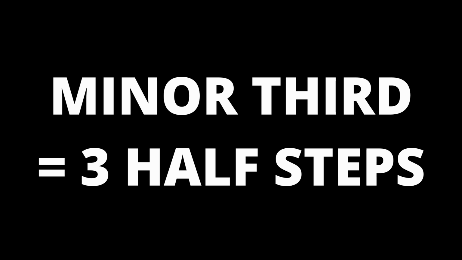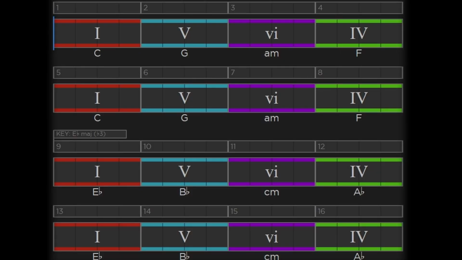In the next examples, we will move a distance of a minor third. This is the equivalent of 3 half steps. If you want to learn more about different intervals, then our video in the description will explain them all. First, we move up a minor third from C major to E flat major.